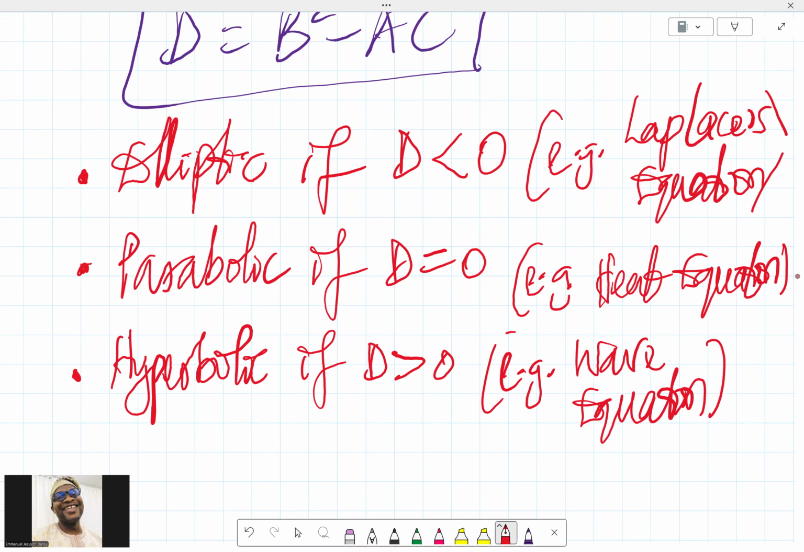So the Laplace equation is elliptic because D is less than 0. The heat equation is parabolic because D is 0. And the wave equation is hyperbolic because D is greater than 0.